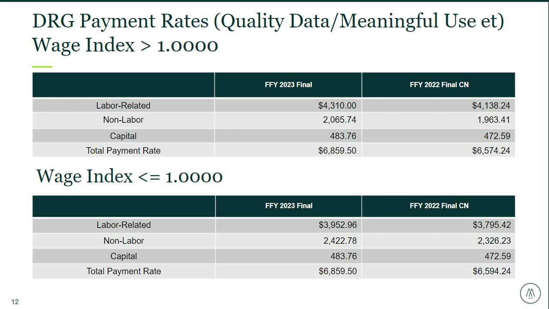So you see the total is the same at $6,859.50. Once you add in the capital rate of $483.76, and then the difference between the two would be the portion of the total base rate that's applicable to wages. And this would be reflective of the increase that I discussed in the previous slide.